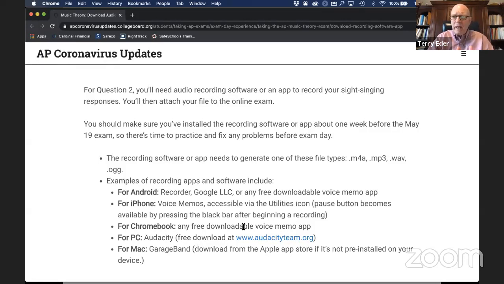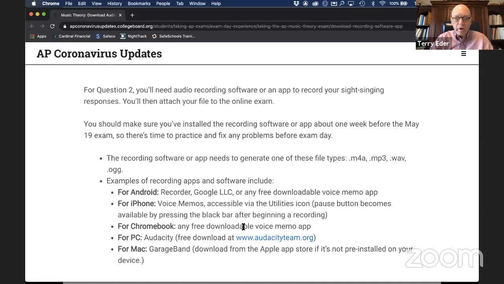It's called LAME. And on their download, and right here in this update, it shows for PC, and actually, I think for a lot of Macs, except the very newer ones that use the Catalina operating system, they'll use Audacity as well. But for example, on Android, Recorder, Google LLC, or another free downloadable voice memo app.